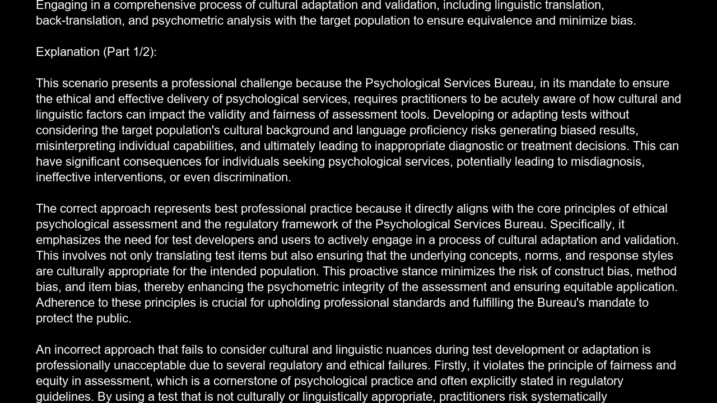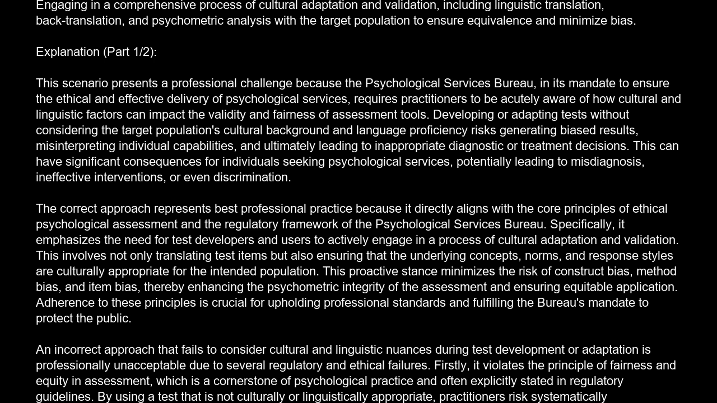Specifically, it emphasizes the need for test developers and users to actively engage in a process of cultural adaptation and validation. This involves not only translating test items, but also ensuring that the underlying concepts, norms, and response styles are culturally appropriate for the intended population. This proactive stance minimizes the risk of construct bias, method bias, and item bias, thereby enhancing the psychometric integrity of the assessment and ensuring equitable application.